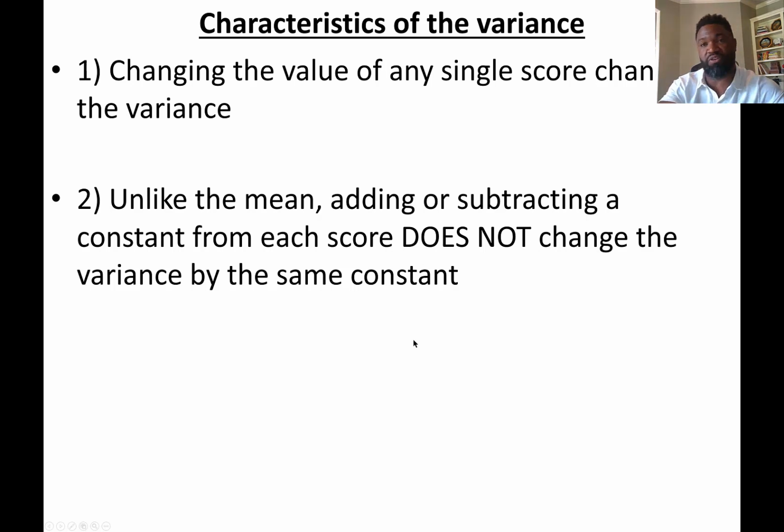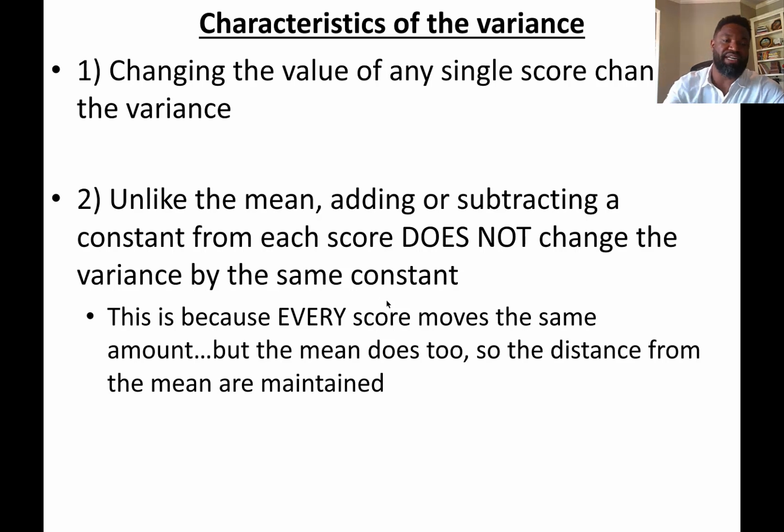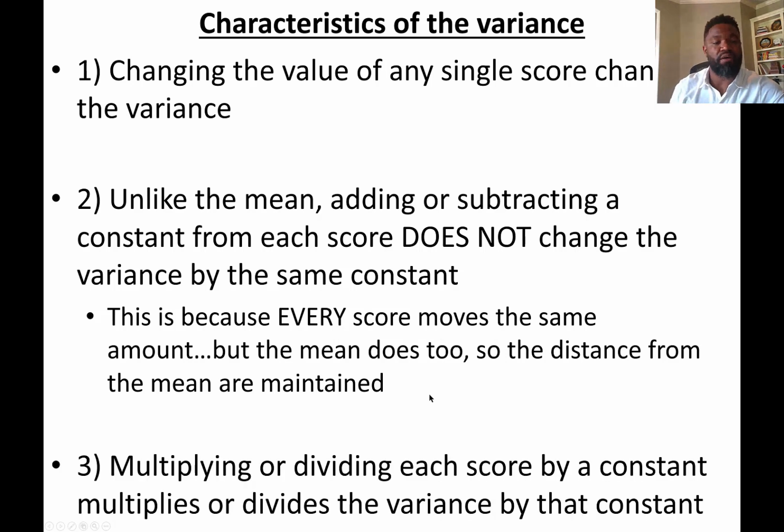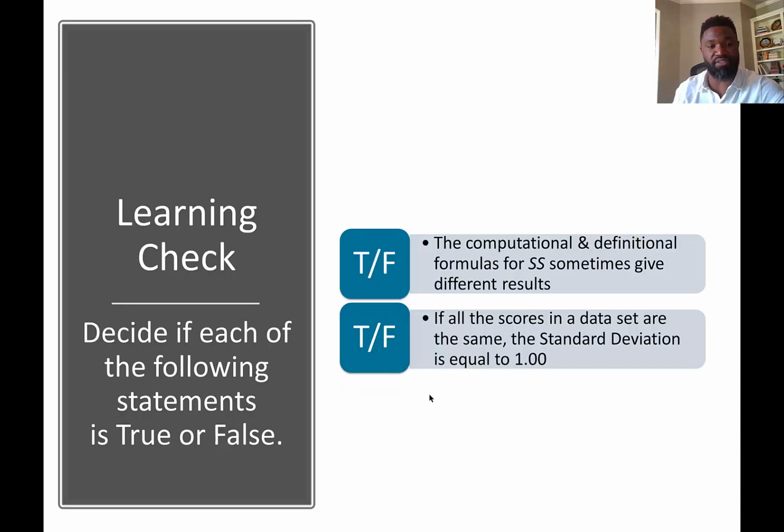So that first rule that we learned about the mean is not true with respect to the variance when it comes to adding and subtracting constants to all the scores. This is because every score moves the same amount, but the mean moves too, so the differences from the mean are maintained. But that rule does apply for when we are multiplying or dividing scores by a constant. So if we multiply every score by 2, then the variance increases by 2. So the first rule doesn't work for the variance, and the second rule does.